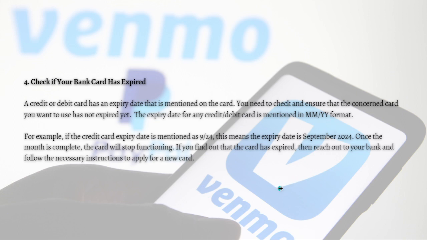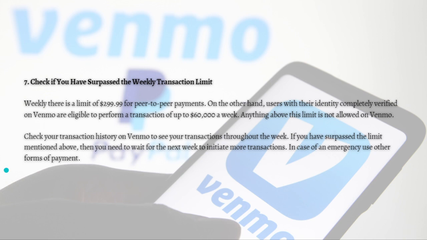And then lastly, what you can do is to check if you have surpassed the weekly transaction limit. So weekly, there is a limit of $2.99 to peer-to-peer payments. On the other hand, users with their identity completely verified on Venmo are eligible to perform a transaction of up to $6,000 a week. So anything above this limit is not allowed on Venmo.